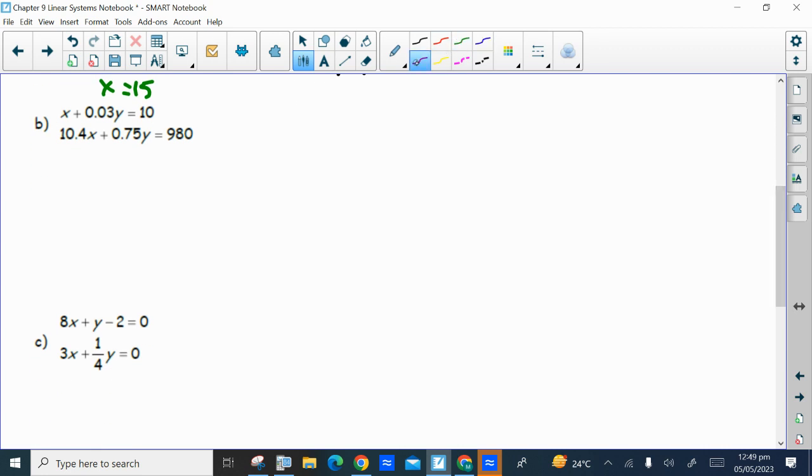Question B. First equation, it's really easy to get x by itself. You would just subtract the 0.03y from both sides. So x will equal 10 minus 0.03y. And that's what we sub in for x in the other equation.